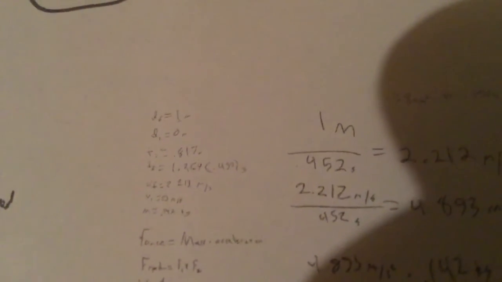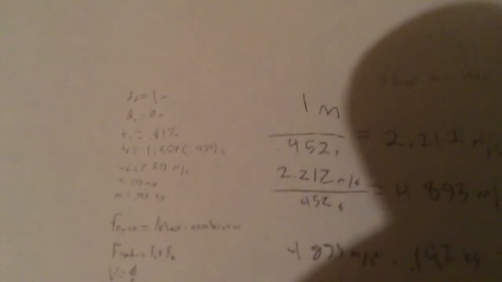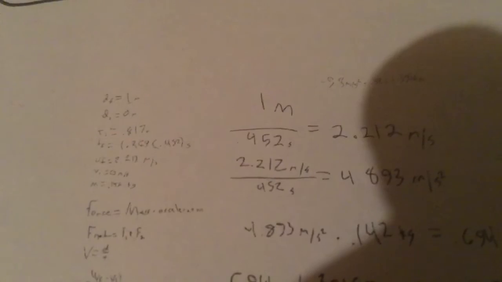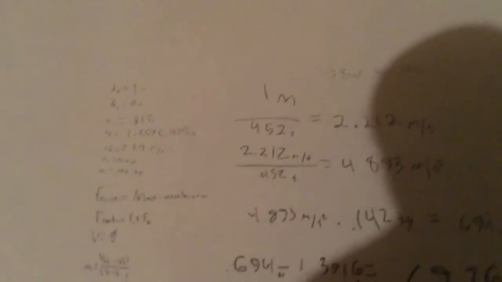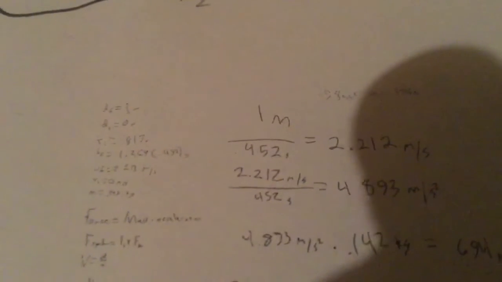And here are the different starting points and end points. It started with a distance of 0 meters, and it had a final distance of 1 meter. It had a time initial of 0.817 seconds, and a final time of 1.269 seconds, and if you subtract out t final minus t initial, you get 0.452 seconds.